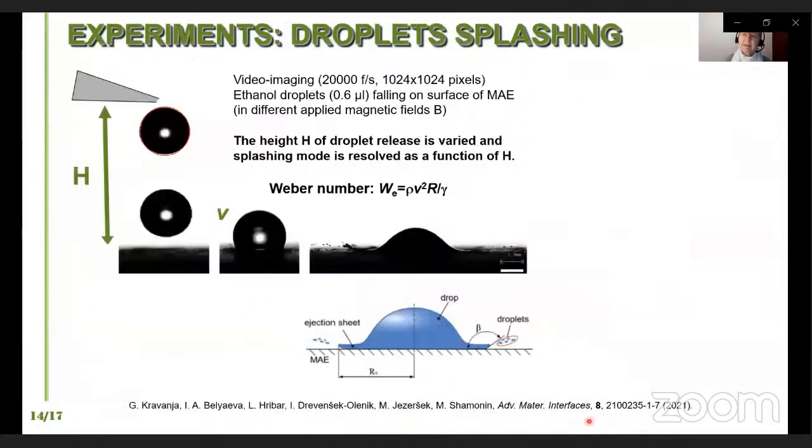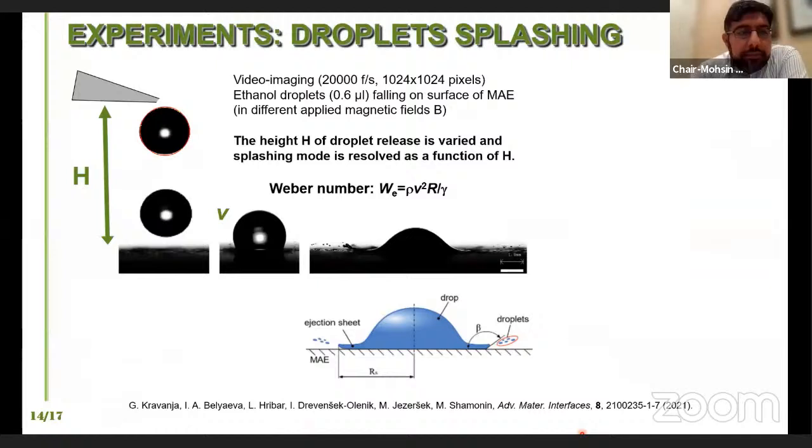So the third effect that I would like to present is the effect of magnetic field on magnetoactive elastomer, which indirectly also modifies the splashing characteristics of droplets on the surface. Here we used ethanol, which was dropped onto the magnetoactive elastomer surface from different heights, so the droplets were falling on the surface with different velocity. We characterize this phenomenon with the so-called Weber number, which is the ratio between the kinetic energy of the droplets and the surface energy of the droplet.